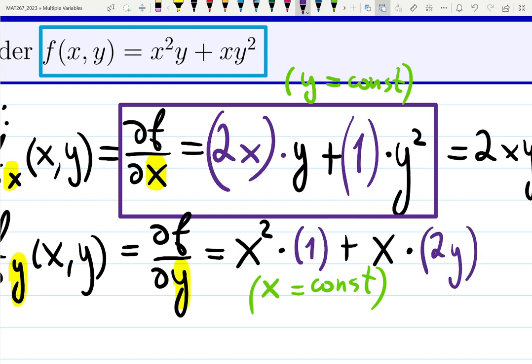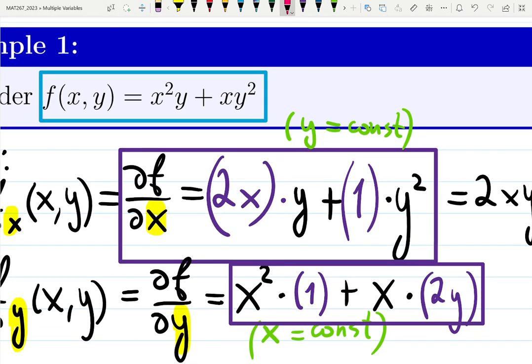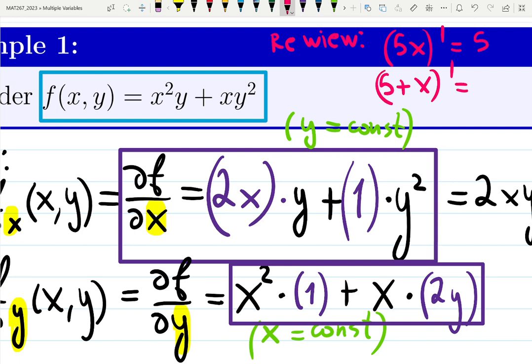I feel like I need to review this little note. Let me make a note here. We're doing this. Review. Calculus 1 is when I'm differentiating 5x, that gives you 5. When I'm differentiating 5 plus x, that gives me 0 plus 1. So it's 1. Just like a quick note.